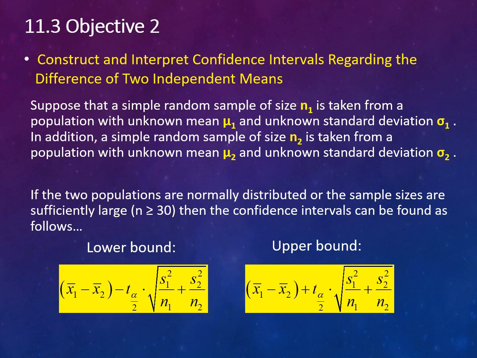then the confidence intervals can be found as follows. X bar 1 minus X bar 2 minus t alpha over 2, that's key, times the square root of s1 squared over n1 plus s2 squared over n2. And again, all of that quantity is under the square root. Again, the lower bound and the upper bound differ only by a subtraction and an addition. So the lower bound is subtraction, the upper bound is addition. So if you memorize one formula, you've got them both. Okay.